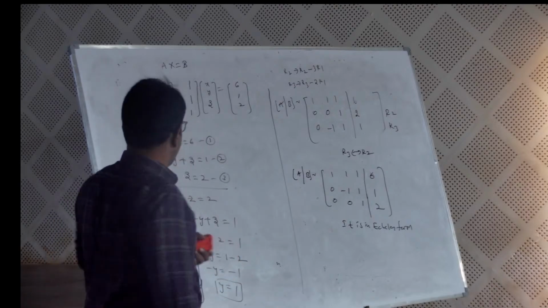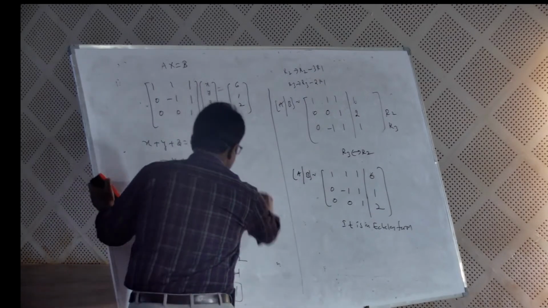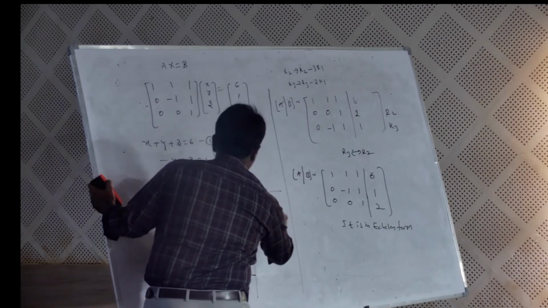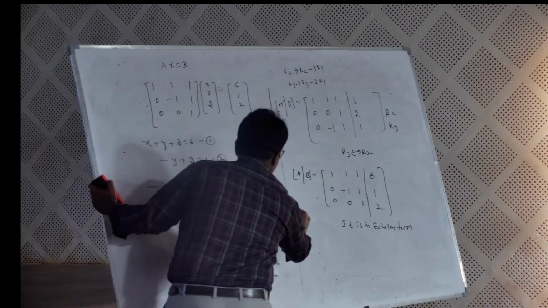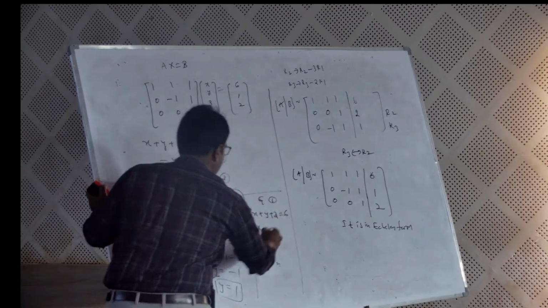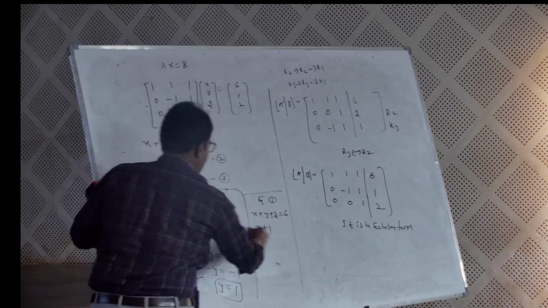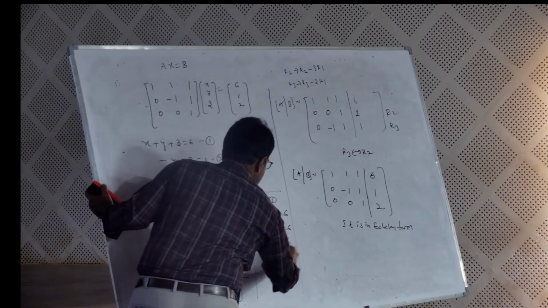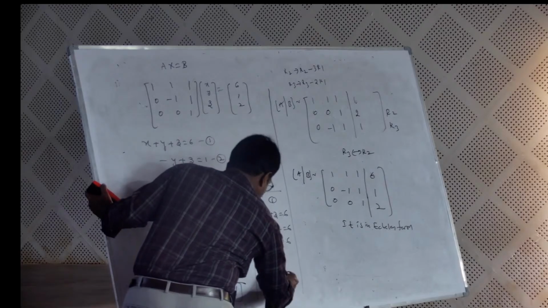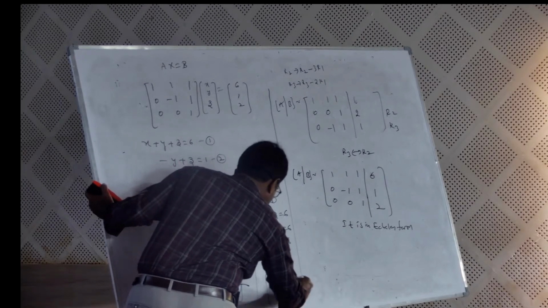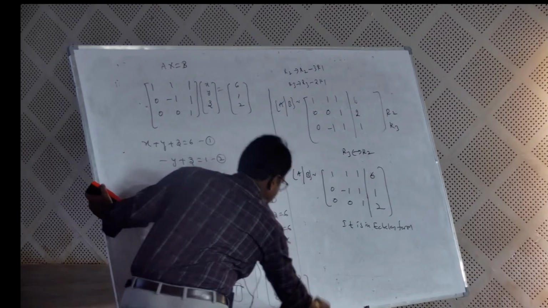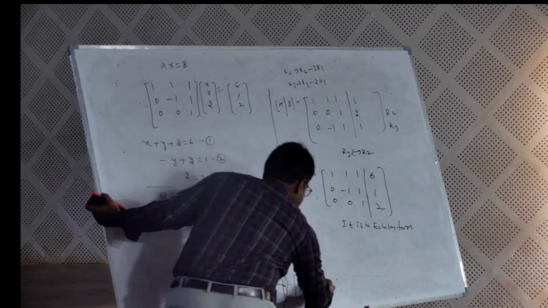Next, x. What is equation 1? x plus y plus z: x plus y value 1, z value 2, x plus 3 equal to 6, x equal to 3. Finally, what is x y z? 3 1 2. 3 1 2.